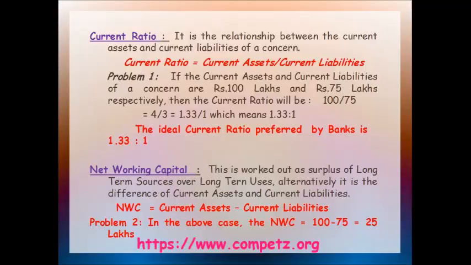To calculate your net working capital, we use a formula: all your current assets minus your current liabilities. In current assets, there are many items, like your cash and cash equivalents, your marketable investments, your trade accounts receivable, sundry debtors, and all your inventory. These current assets less your current liabilities give the net working capital. As per the above problem, your current assets of 100 minus your current liabilities of 75, you will get 25 lakhs as your net working capital.